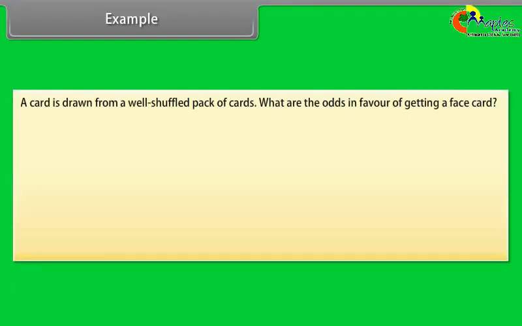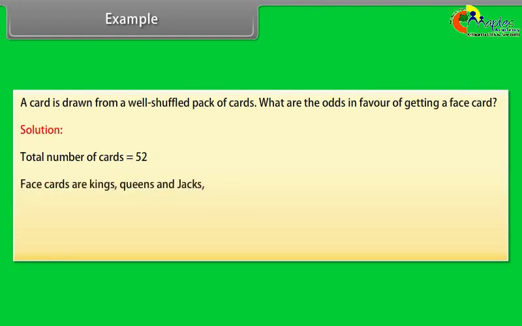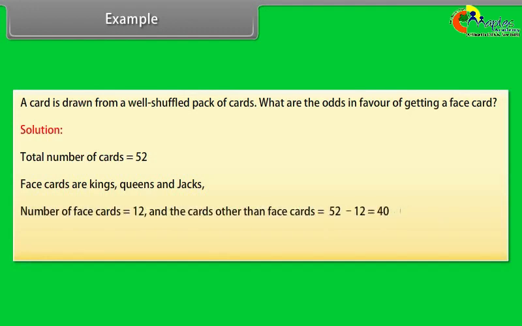A card is drawn from a well-shuffled pack of cards. What are the odds in favor of getting a face card? Solution. Total number of cards is equal to 52. Face cards are kings, queens and jacks. Number of face cards is equal to 12. And the cards other than face cards is equal to 52 minus 12 is equal to 40. Hence, the odds in favor of getting a face card are 12 is to 40 or 3 is to 10.